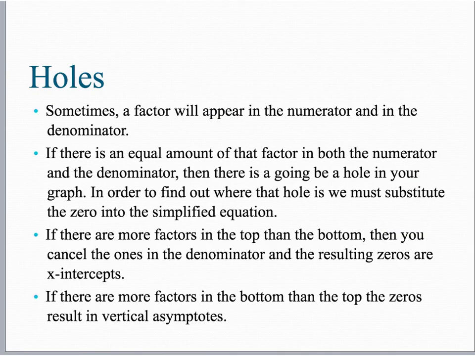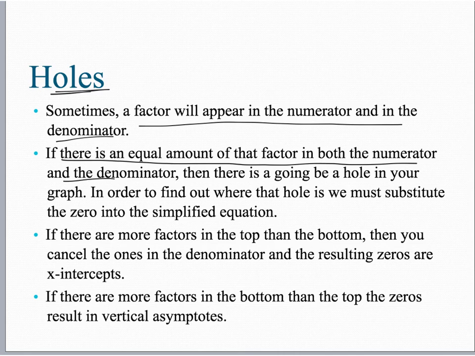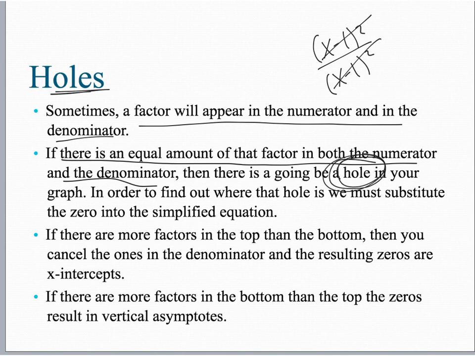Okay, so the last thing we need to add to our graph are the holes. And you may think, what are holes? Obviously, we haven't covered that before in any class prior. Sometimes a factor will appear in the numerator and the denominator. If there is an equal amount of that factor in both the numerator and denominator, meaning if I had x minus 1 squared on top, I'd need an x minus 1 squared on bottom. I'd need 2 to cancel out 2. There's going to be a hole in your graph at that x value.